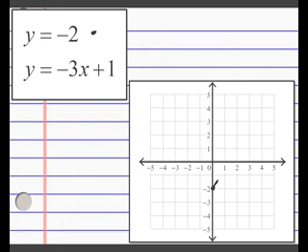And since we don't have any x, that means that the slope for that equation is zero. Zero slope means that it doesn't rise or fall at all. It means it's just a horizontal line. So that's what I need to draw. I need to draw a horizontal line at y equals -2.